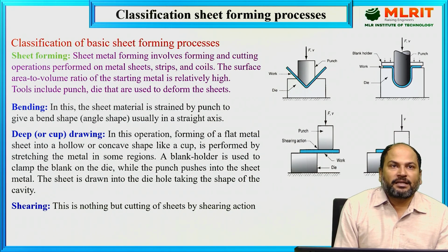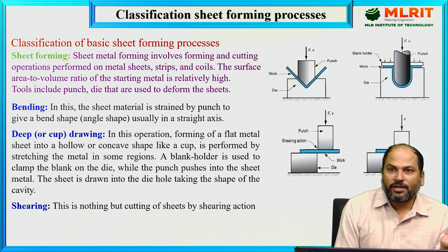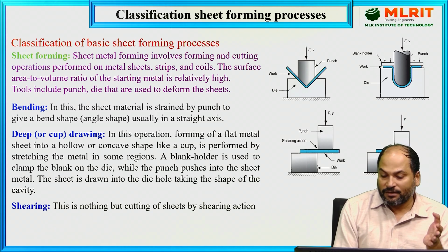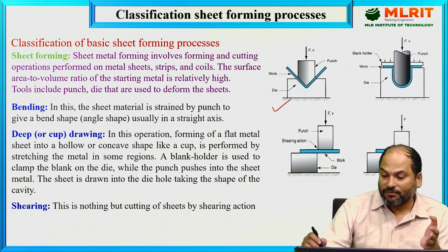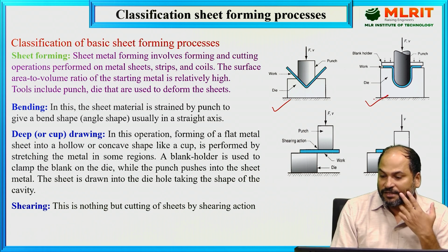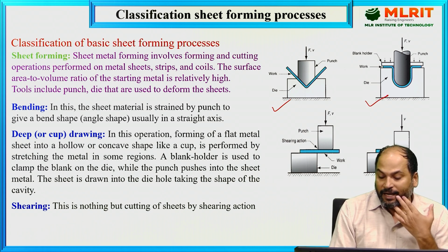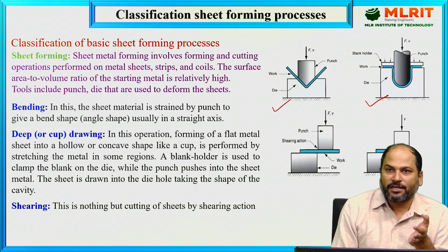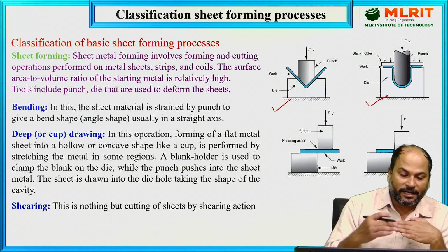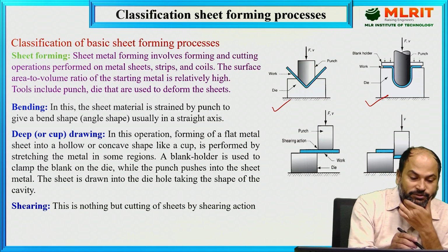Now this is the classification of sheet forming. We have already seen, broadly four are there. One is bending, one is obviously deep drawing or cup drawing, and then there is shearing. Shearing is nothing but cutting, with the help of the die. So this is also classified in four parts.